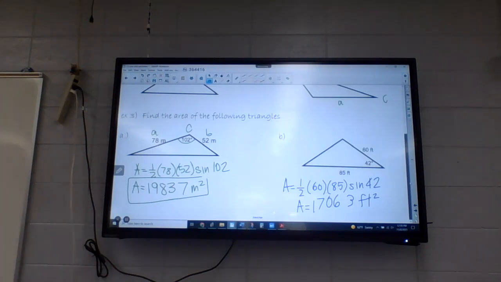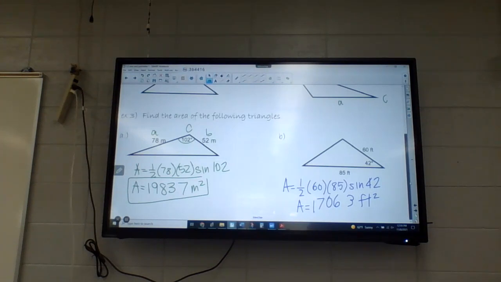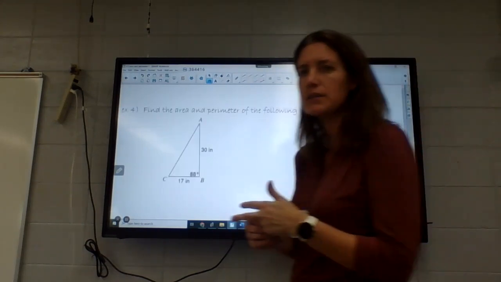Alright, the next one asks us to find the area and perimeter of the triangle. So that might take a little bit more work. So I'm going to give you guys a little bit of time to see if you can figure out how to find the area and perimeter. The area should be pretty straightforward. The perimeter might take you back a few sections, like with some of our law of sines and cosines. So I'm going to warn you guys that the perimeter on example 4 is a little bit tougher.